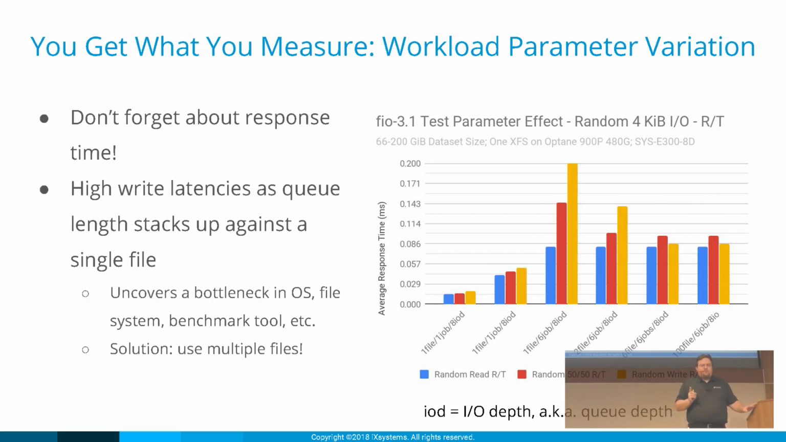But let's not forget about response time. Response time matters too. So this is the same exact chart, but now we're looking at our average response time instead of our achieved ops per second. We can see here that our latencies with the single file were much higher. For the writes, we're really stacking up the queue length against that one file. So basically, there's a bottleneck in the file system, OS, maybe even the benchmark tool there.